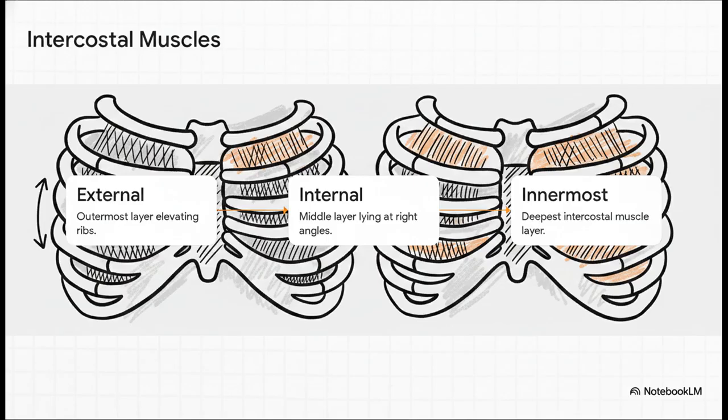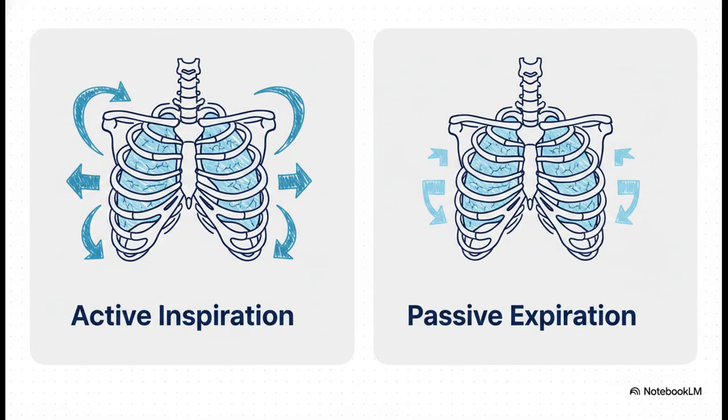What's so elegant about this biological engineering is the fiber orientation. The external and internal muscle fibers lie at perfect right angles to each other, forming this incredibly strong crosshatched muscular wall right between the ribs. Let's see how these muscles actually act during the breathing cycle. Inspiration, breathing in, well, that's an active process. Your external intercostals contract to physically pull the rib cage up and open, increasing the width of the cavity.